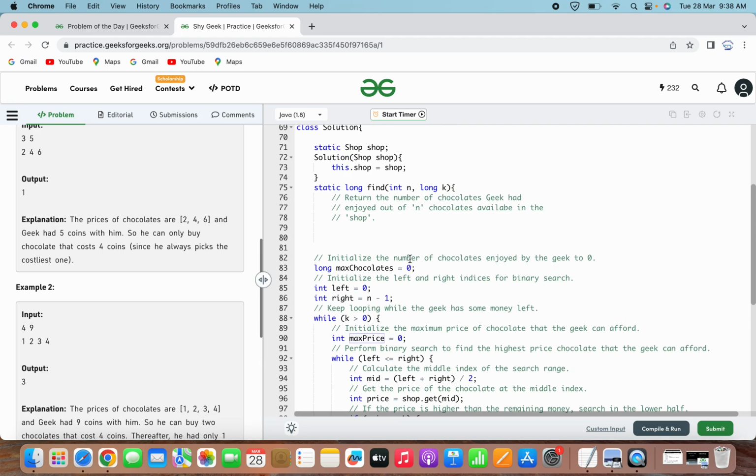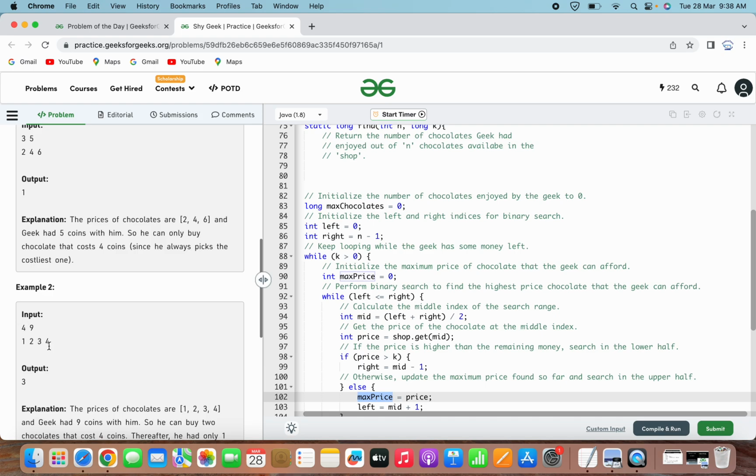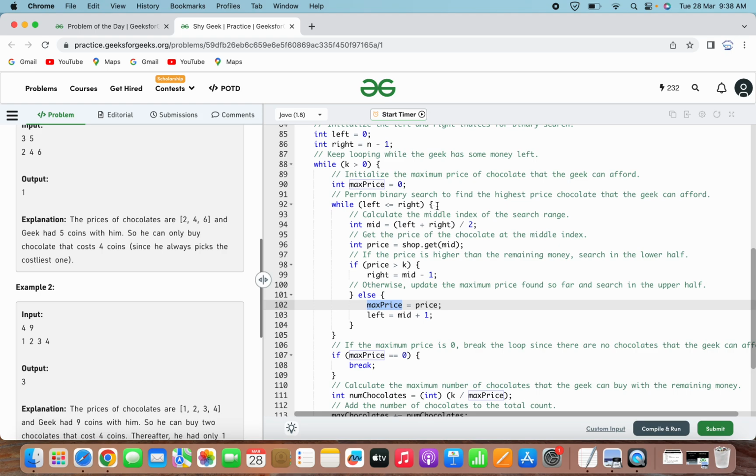Initially, if you look at any index, here it will be giving 2 and 3, but it is running in a while loop until left becomes greater than right. So at the end, after this loop is executed, we will get the max price, which is the maximum price of all the chocolates which Geek can afford. Okay, I hope this is clear.